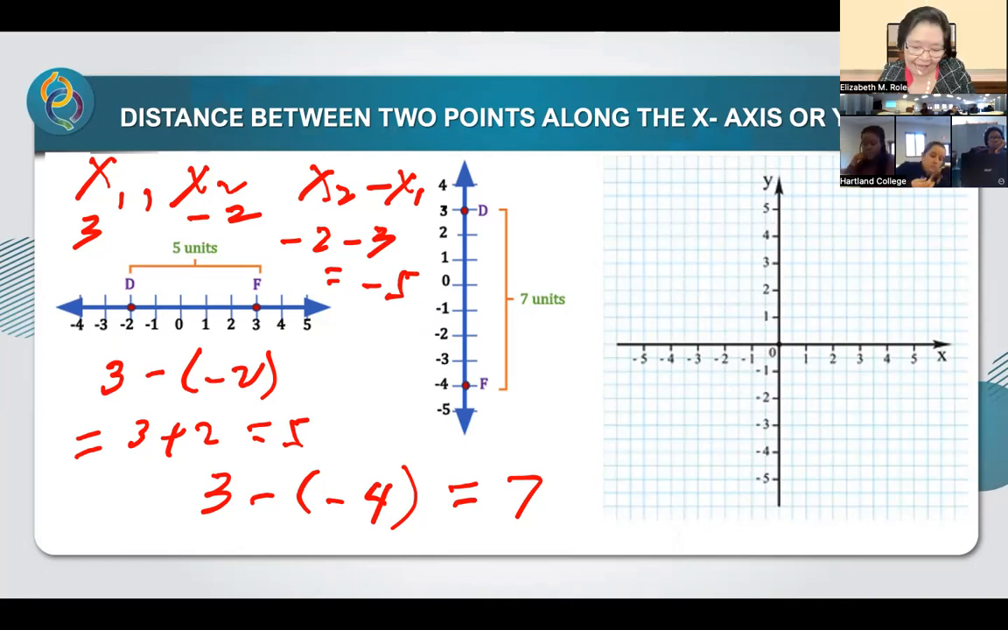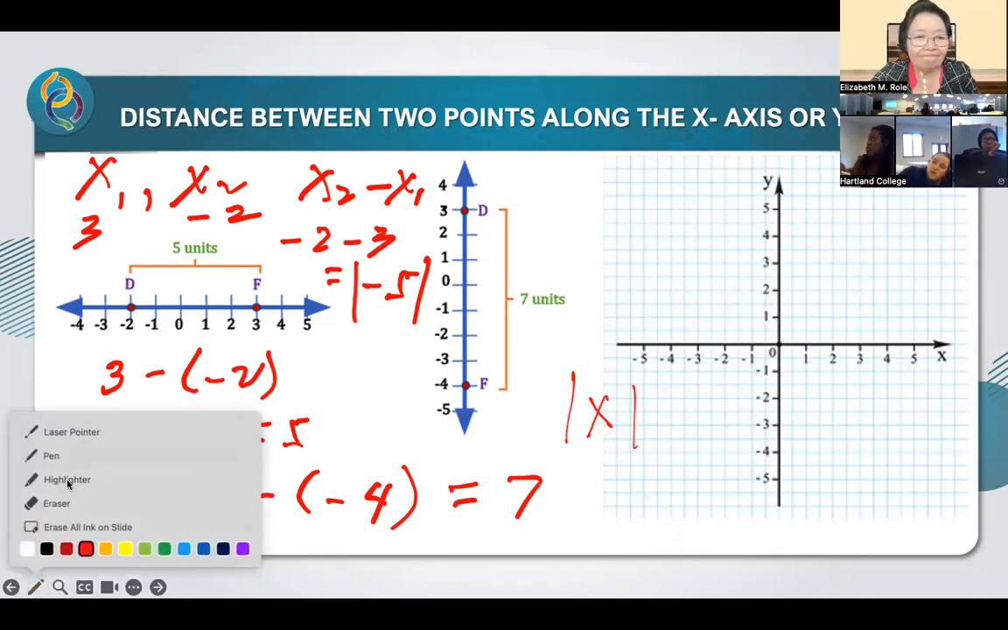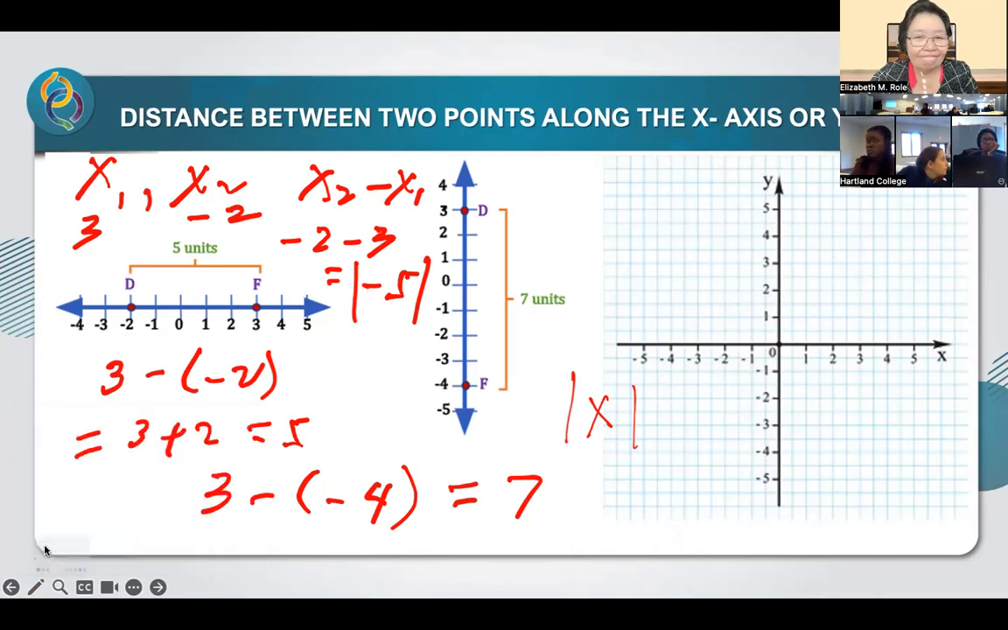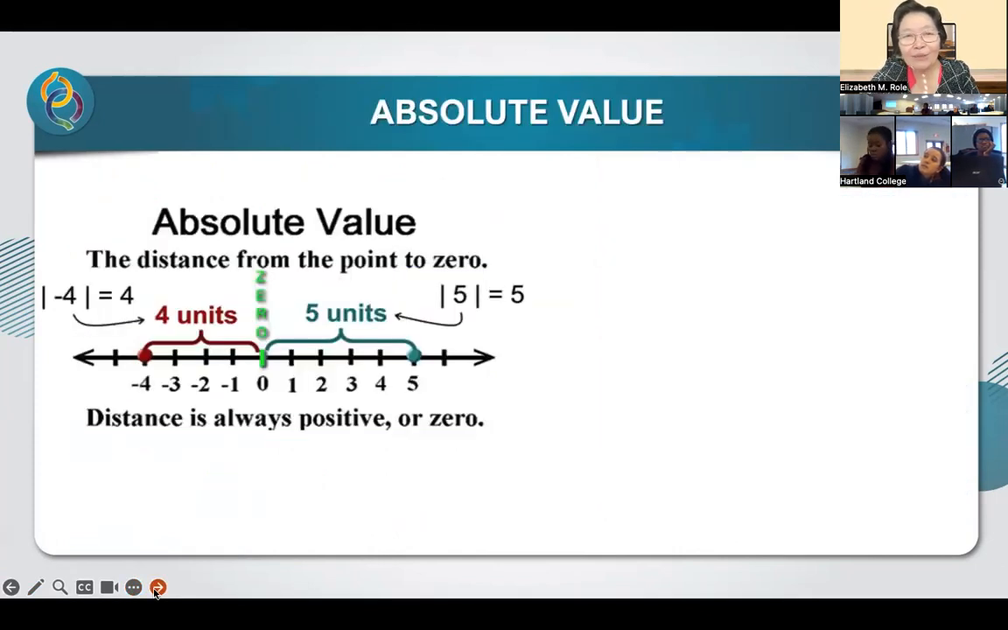And in such case, you remember this symbol, the bar like this. What is that symbol? Anyone who remembers what we call it? All right, we call it the absolute value.